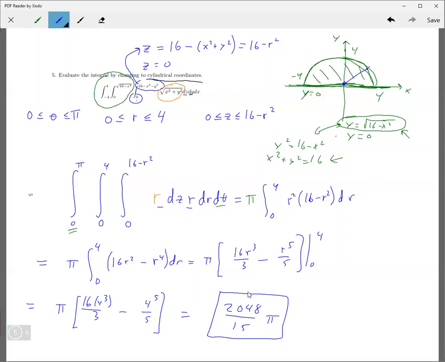Any questions about that? The key thing here is, first of all, using these limits to get the limits on z. After you do that, these limits right here illustrate that you have this upper half circle, and then just use a polar coordinate strategy.